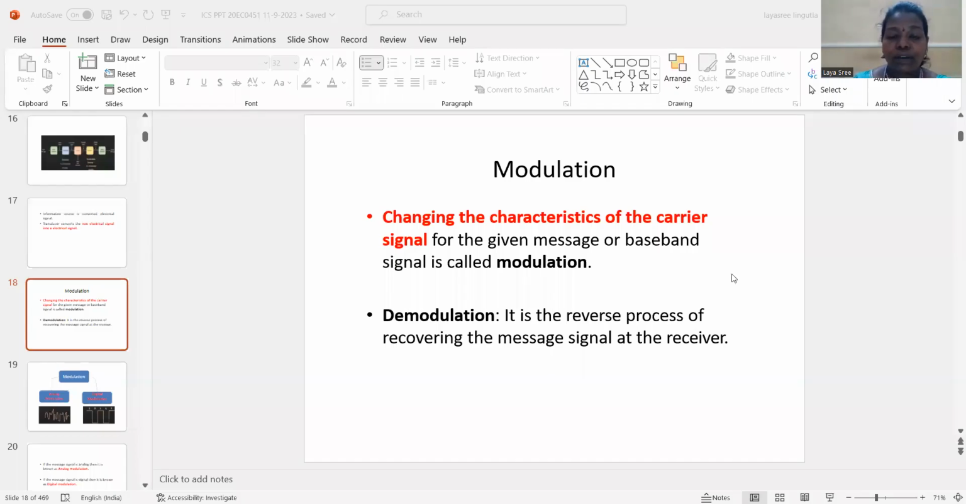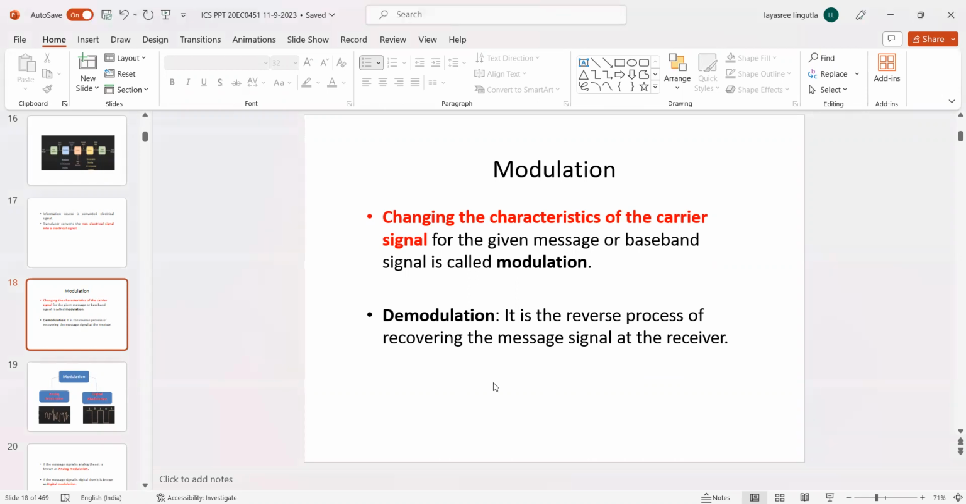Today we are going to discuss modulation. Modulation is the heart of our communication system. Modulation is the process of changing the characteristics of a carrier signal in accordance with a message signal. The reverse process of modulation is called demodulation.